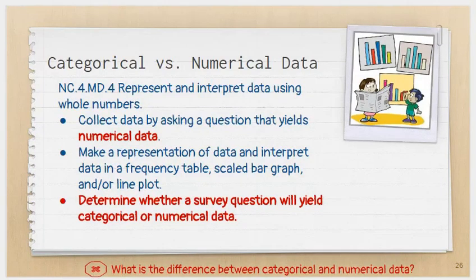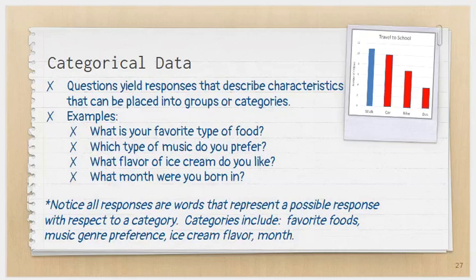In 3rd grade, students focus on categorical data. In 4th grade, the focus shifts to numerical data. The 3rd bullet of MD4 calls for students to determine whether a survey question will yield categorical or numerical data. Categorical data represents individuals or objects by one or more characteristics or traits that they share. Survey questions that yield categorical data describe characteristics that can be placed into groups or categories.